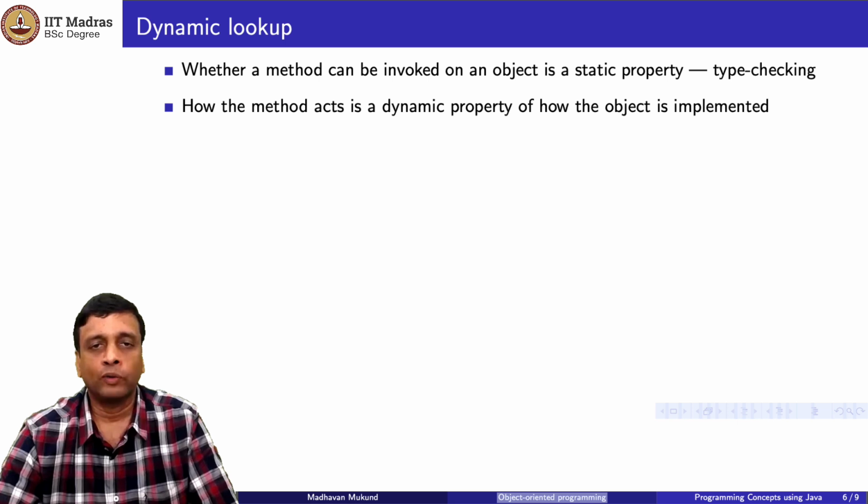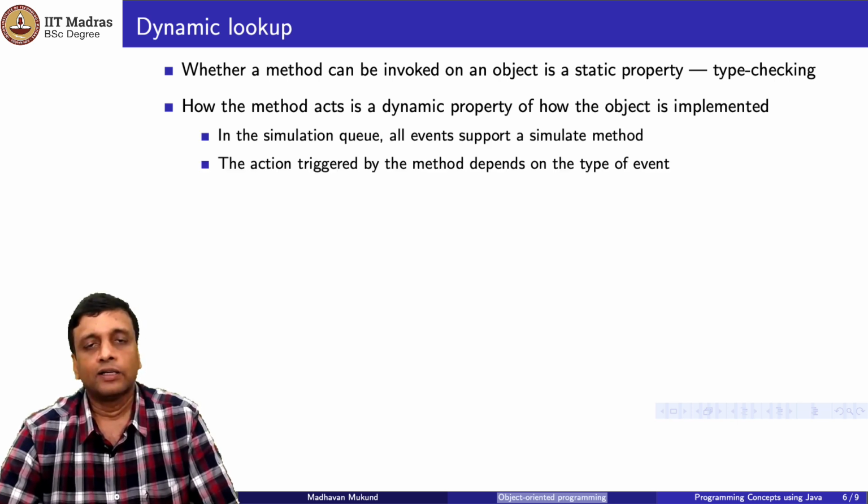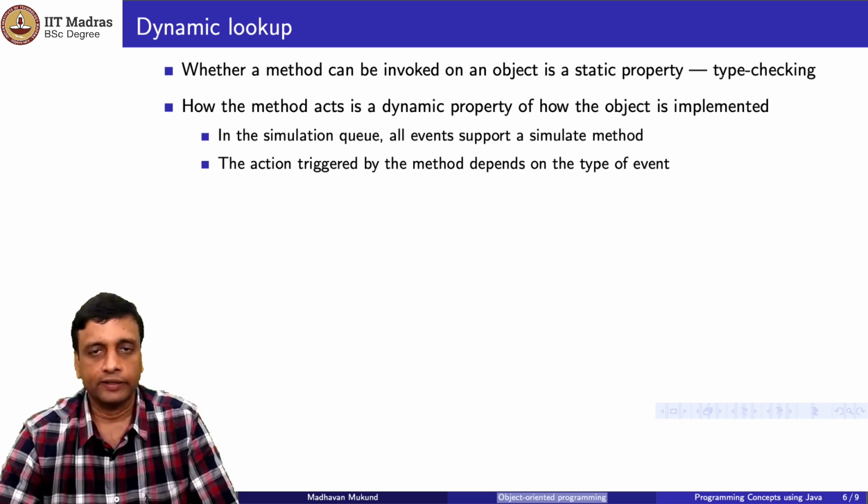I might have more than one thing which is a subtype, I might have more than one type of event. Each subtype will possibly have its own implementation of these functions. So in our simulation queue example, every event supports a simulate method, but the action that the simulate method triggers in terms of updating the environment depends on the type of event.